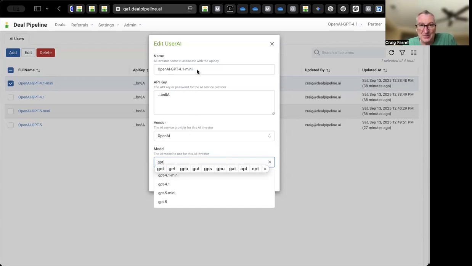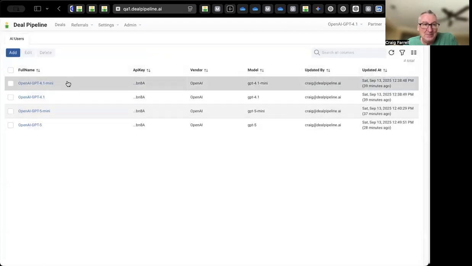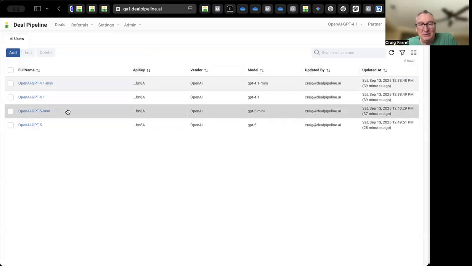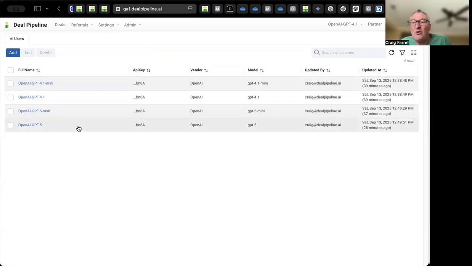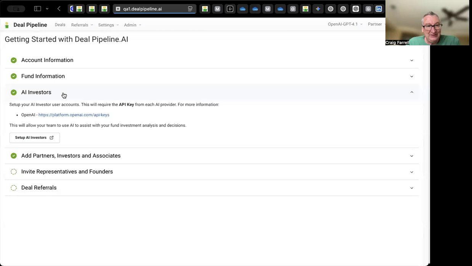Because I picked OpenAI 4.1 Mini, I'd probably name it OpenAI 4.1 Mini. There's where you have to put in your API key, save user, and then you'll have effectively created a user. And you can see in this case, out of the gate, we have 4 different models from OpenAI that we've created, which means that all 4 of these models can evaluate deals for us when we start doing deal evaluation. So that's what the AI investors is. You have to add some AI investors if you want to start using the AI features.